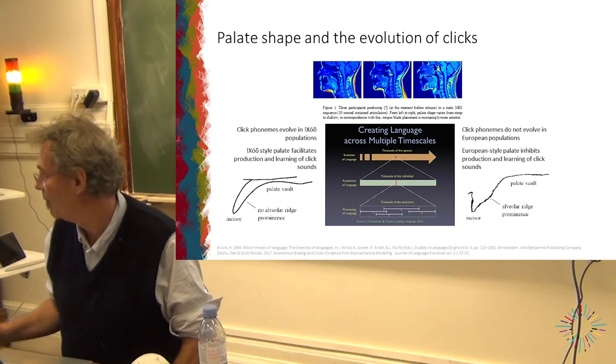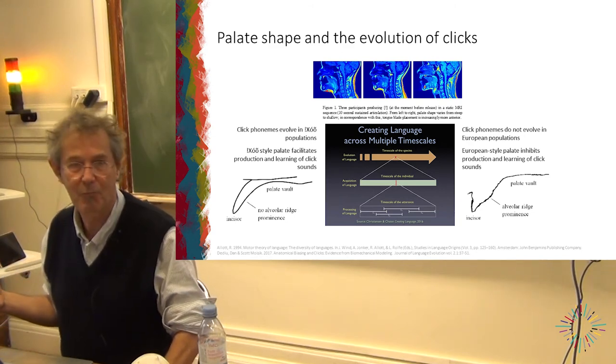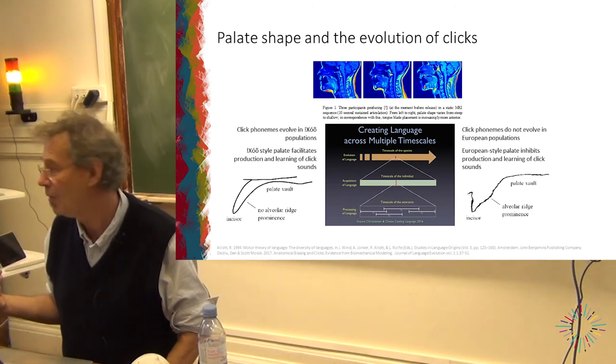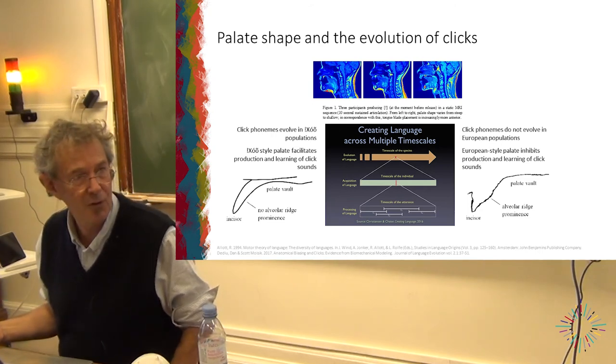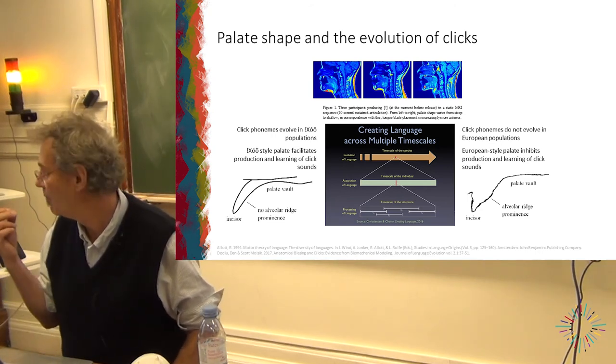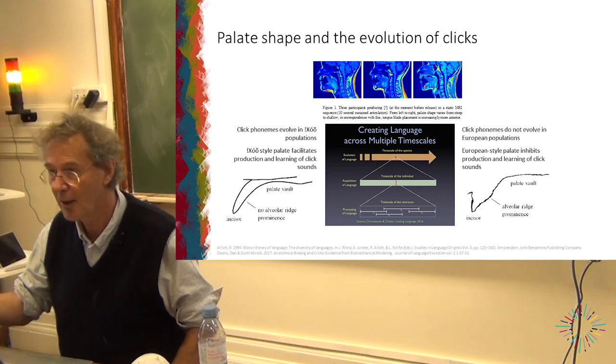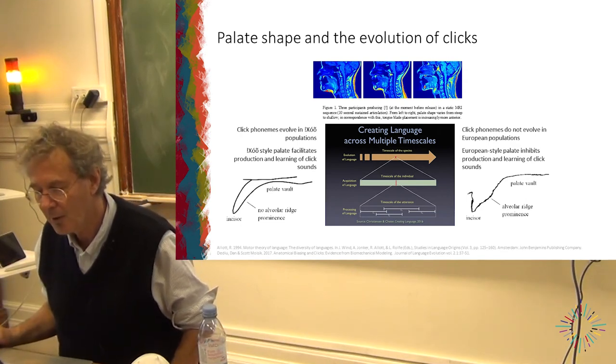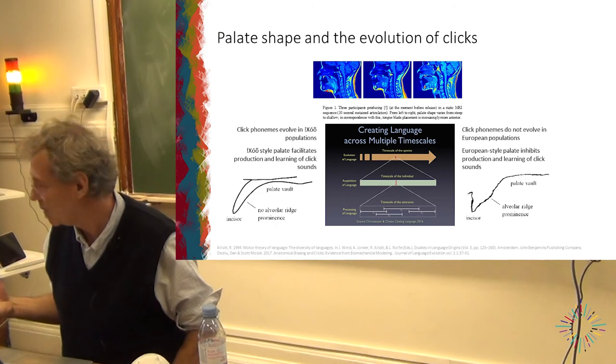Or you could argue back in the other direction. It might make it more deleterious for an individual speaking from one of those communities to have a mutation and transmit a mutation that makes it harder for them to produce clicks.